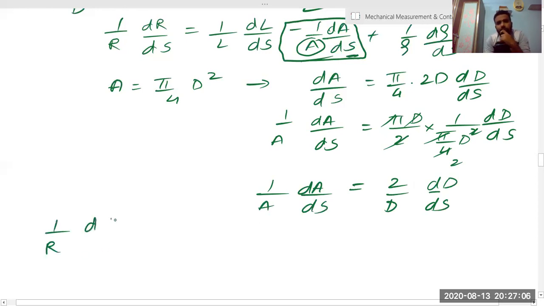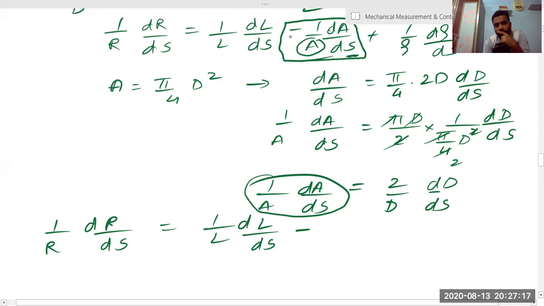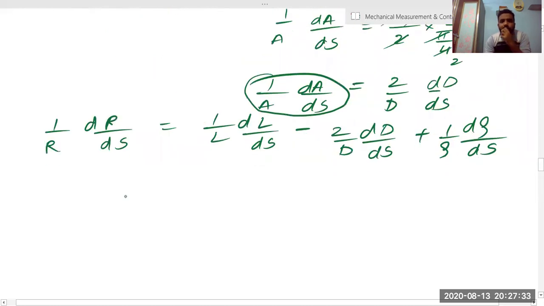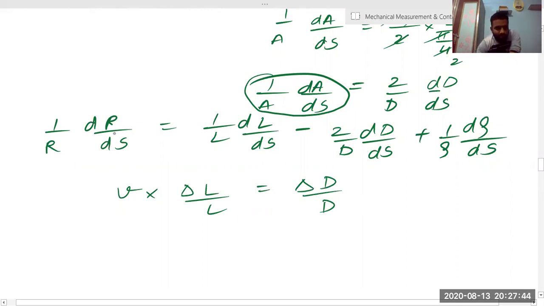1 upon R dR by dS will be equal to 1 upon L dL by dS minus 1 upon A dA by dS. We can see this value and this value are the same, right? So I'll substitute it as 2 by d derivative of d with respect to S plus 1 upon rho d rho by dS. Now that we have done this, we will use that Poisson's ratio. What was that Poisson's ratio like? Nu into delta L by L is equal to minus delta d by d. Now to have the delta L by L and delta d by d, I'll just look at this equation.